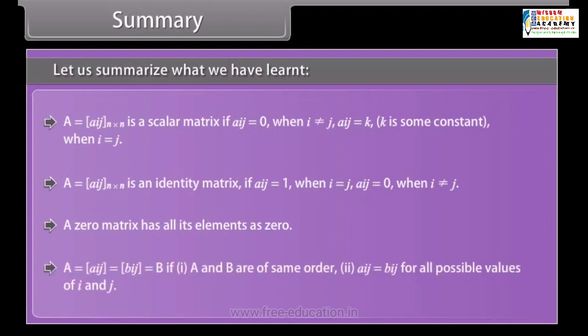A is equal to B if A and B are of the same order and A ij is equal to B ij for all possible values of i and j.